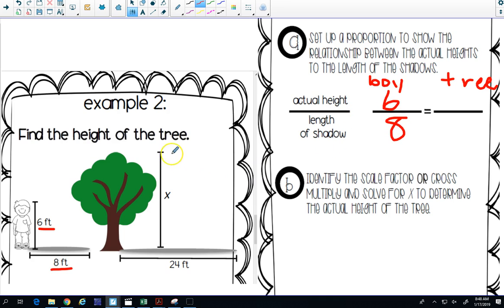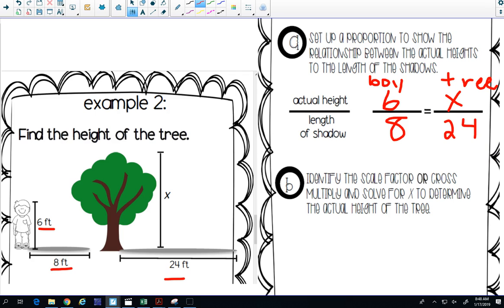Okay, and then do I know the actual height of the tree? You see that right here going across? No, so I'm going to use a variable. Do I know the shadow of the tree? It's 24. Okay, so you're comparing the boy and his shadow to the tree and its shadow. Questions on that? Make sense?